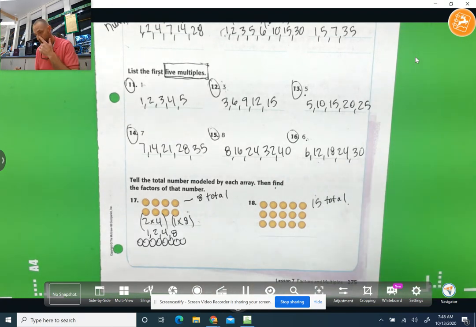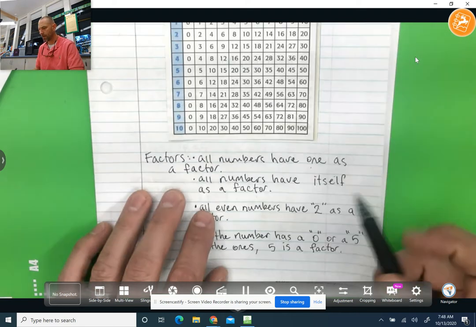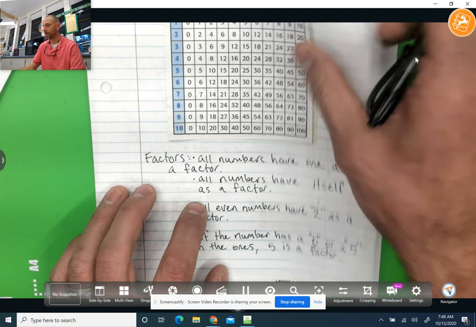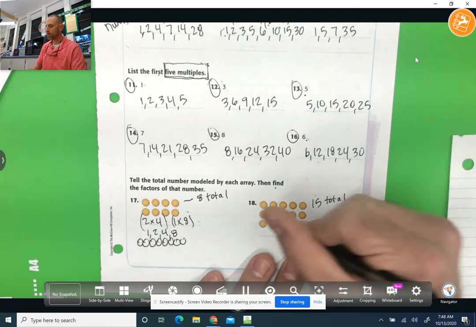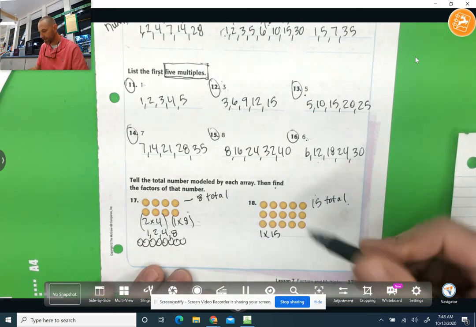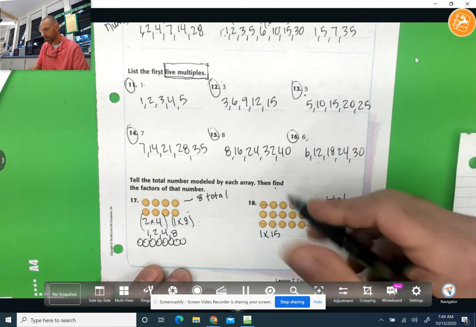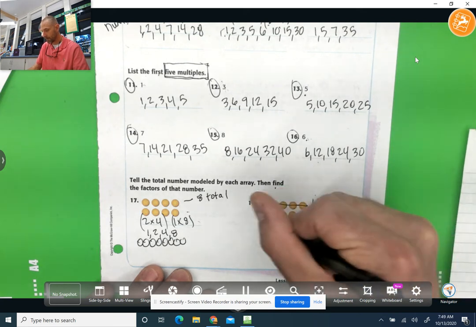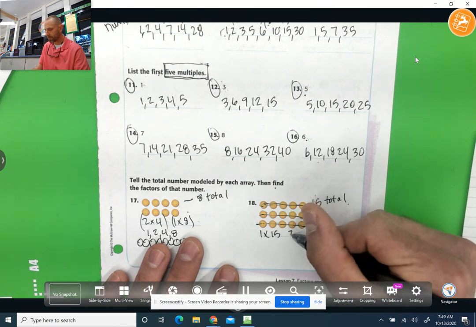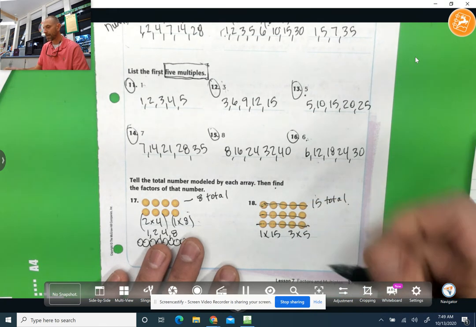What are the factors of 15? And if we look at our cheat sheet here, right? All numbers have 1 as a factor. All numbers have itself as a factor. Put it down. 1 times 15. Okay, what do you have here? You got 1, 2, 3 rows, right? With 5 circles in each. So 3 groups of 5.